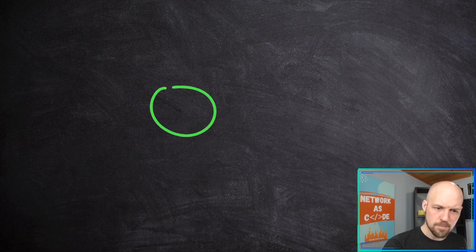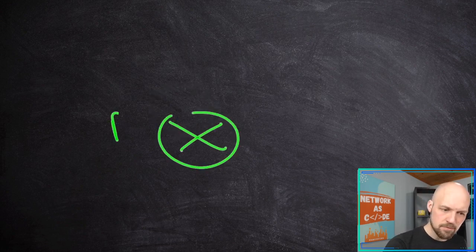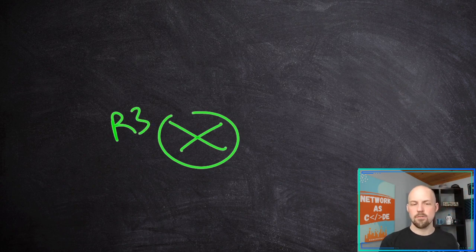I'm not on my chalk, so it looks weird to draw this on a chalkboard. But, all right, so let's say this is my router. This happens to be router 3. This is the one we've been talking about, right?